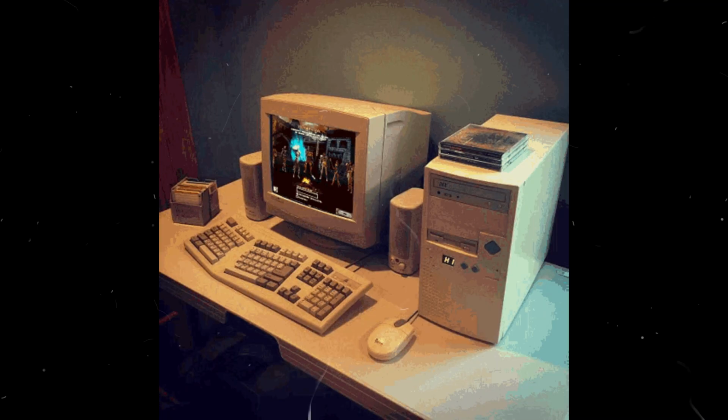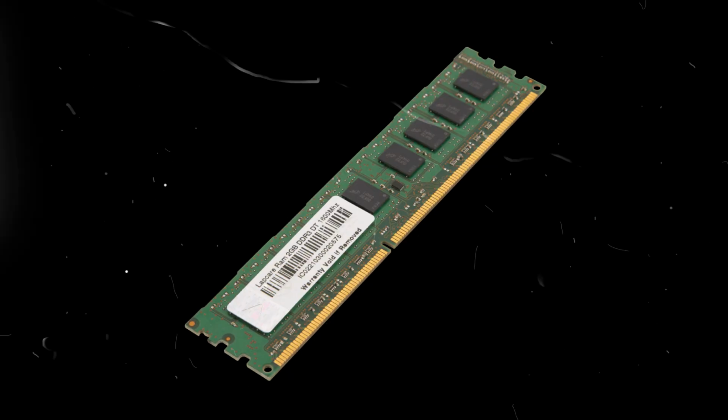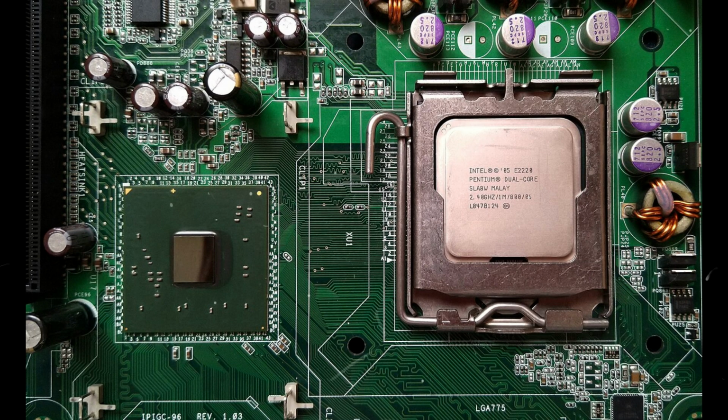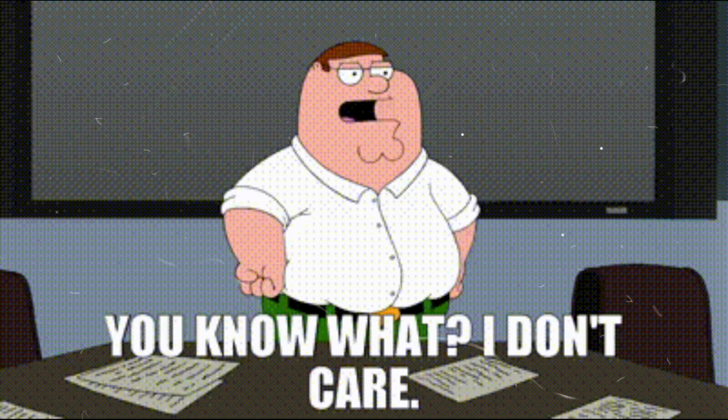I remember when I was 11 or 12 years old, I got my first ever PC. It had like 2 GB of RAM, no graphics card, a Pentium dual core processor, but I didn't really care.